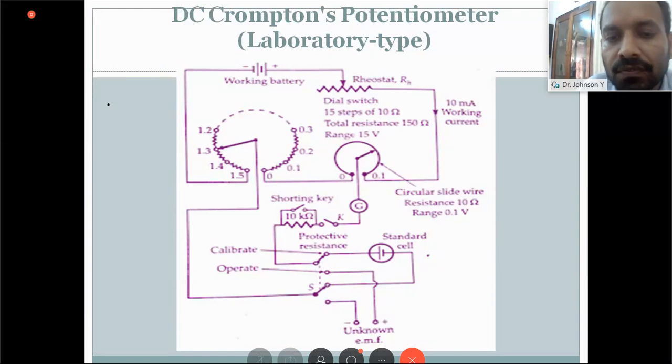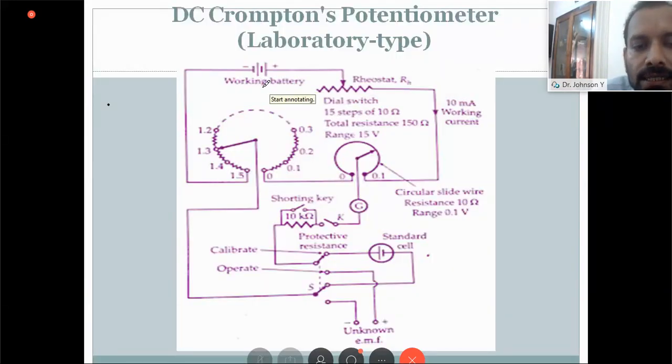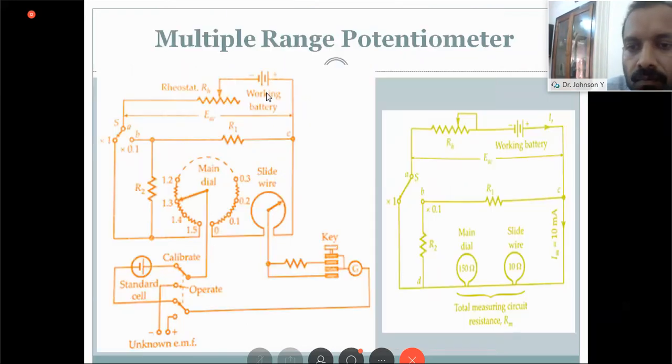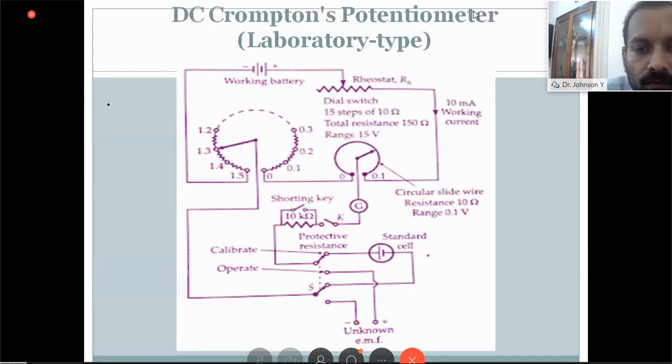And next we go to the working of a DC Crompton potentiometer. In this potentiometer, as in the earlier case, the principle is the same. So it is very easy to understand. Here is the working battery, the same battery as above, and then a rheostat is connected here. That rheostat is used to vary the current through this battery or through this circuit. Here this is the working current circuit, and the current is set to 10 milliampere using this rheostat.